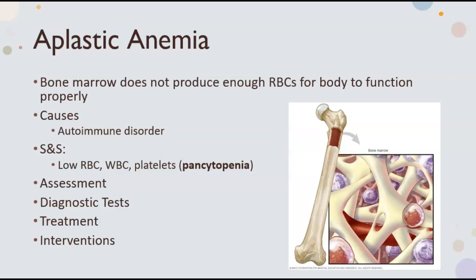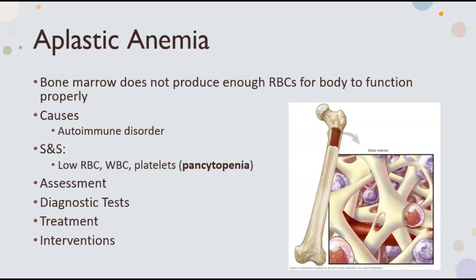And that means that all 3 major blood elements, red blood cells, white blood cells, and platelets, are reduced or absent. Causes of aplastic anemia can be an autoimmune disorder, infections like hepatitis, the Epstein-Barr virus, or HIV, pregnancy, radiation therapy or chemotherapy, or pesticides and arsenic, so chemical causes.